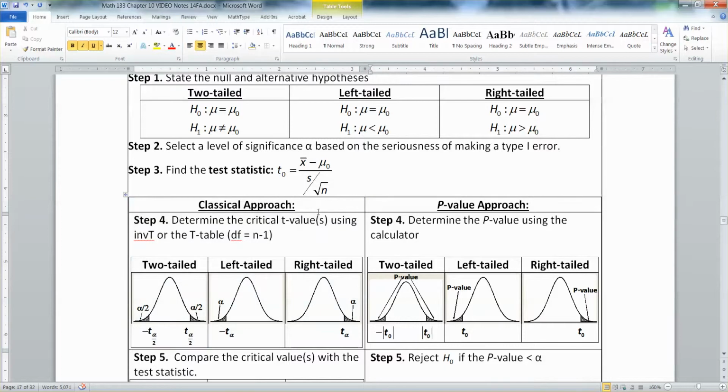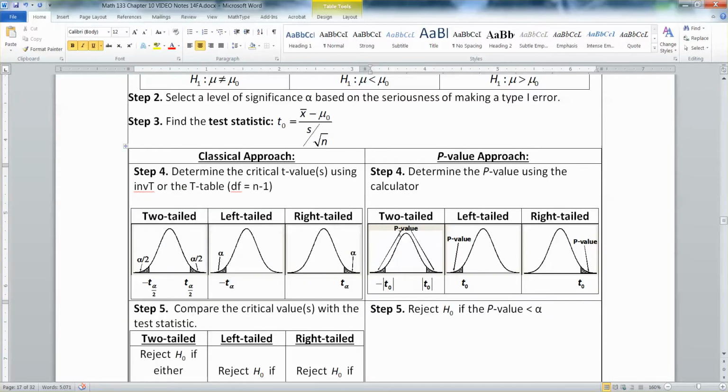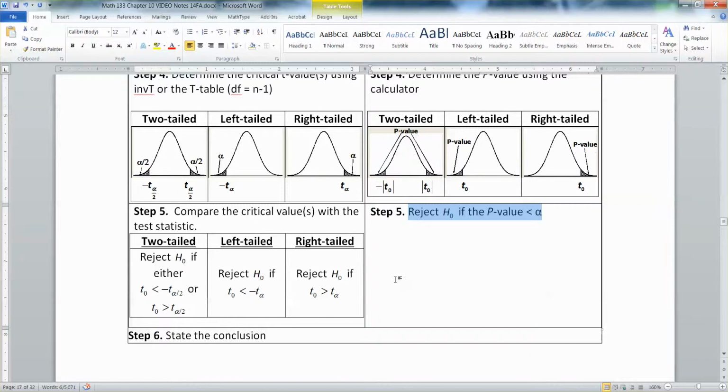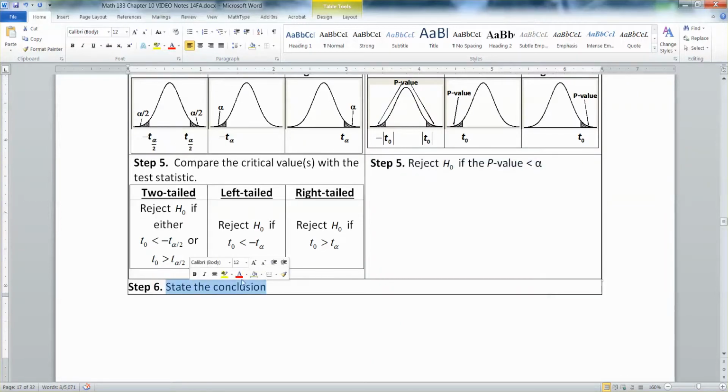Your steps 4 and 5 will be different for the two methods. And then you will compare your critical values with the test statistics, if you're doing the classical method. Or if you're using the p-value method, you'll ask, is the p-value less than alpha? And then we will state the conclusion.